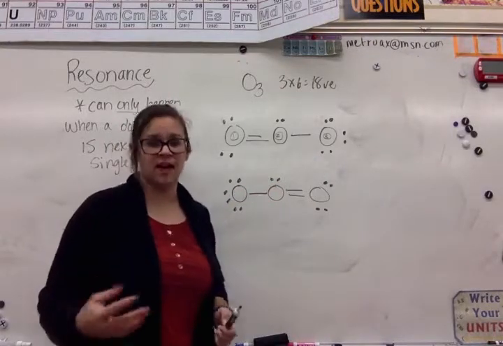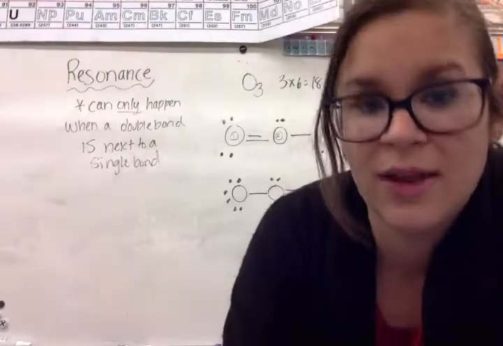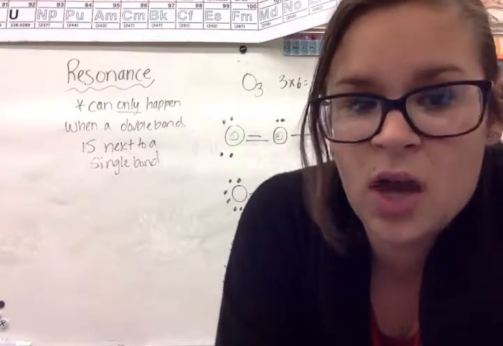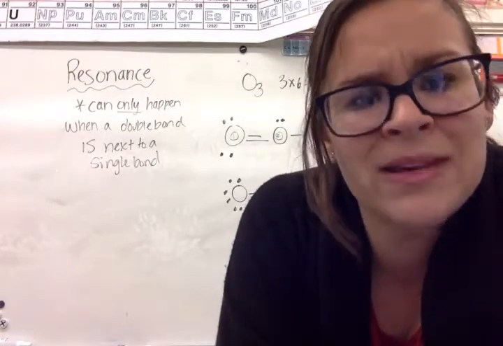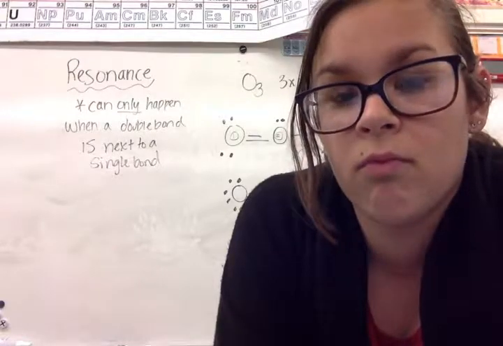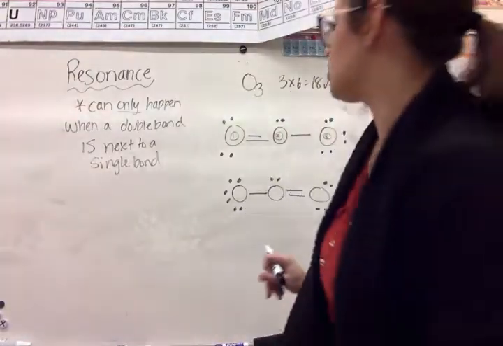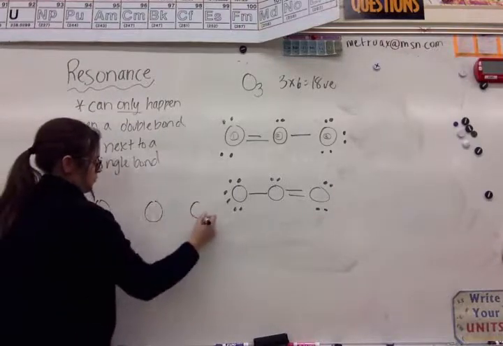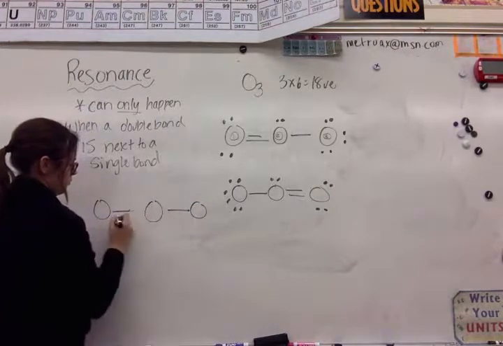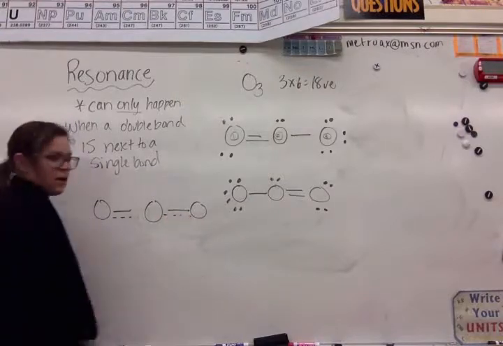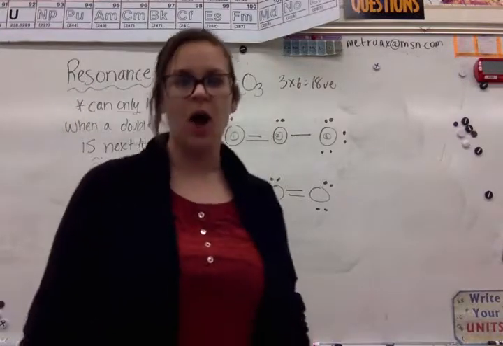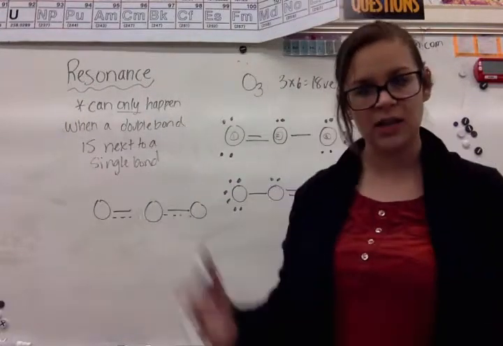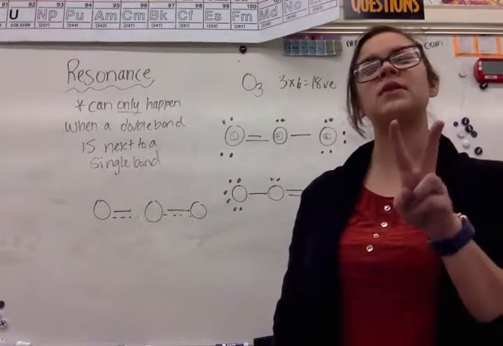Now, in reality, what's interesting about resonance is that the correct answer is not one or the other, but a combination of both. So what does that mean? That means the actual structure has like half double bonds on both sides. It's a combination of the two. So there's 2 ways to write this.